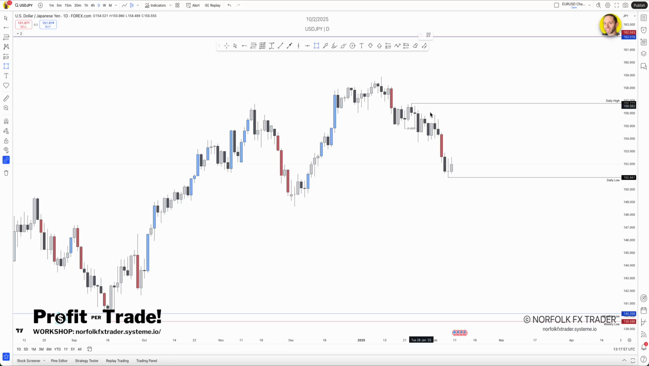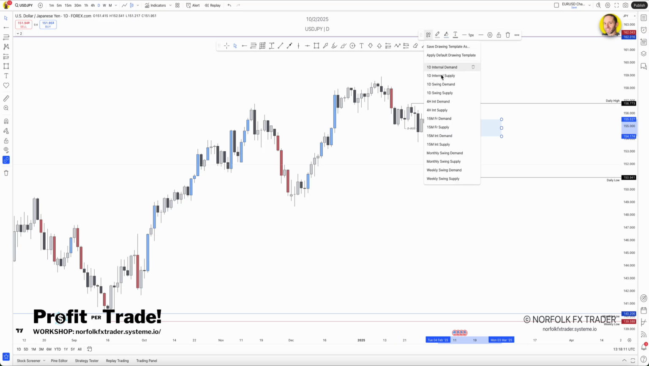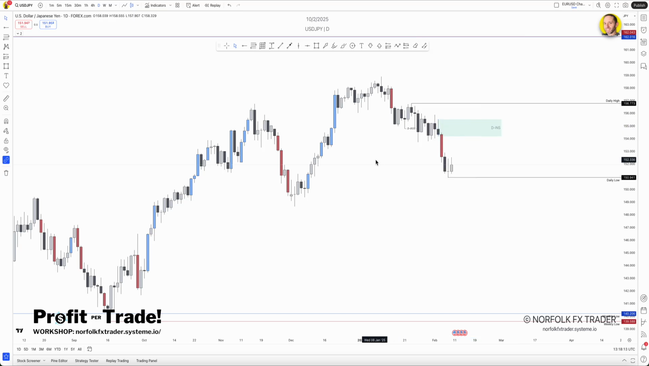Now, when we're looking for an area to potentially sell from, we look for supply and demand. Okay, so supply and demand zones, we're looking where we see an imbalance move out in the market, leaving a gap behind, leaving an area of potential supply. So there's a supply zone I look for price to pull back into to look for a sell.